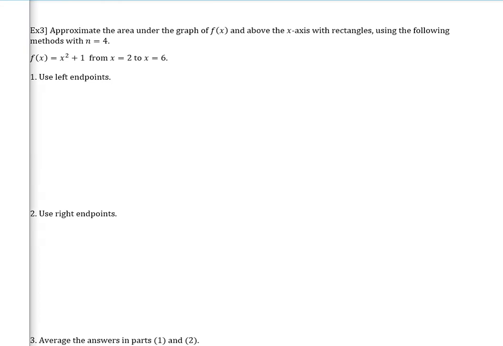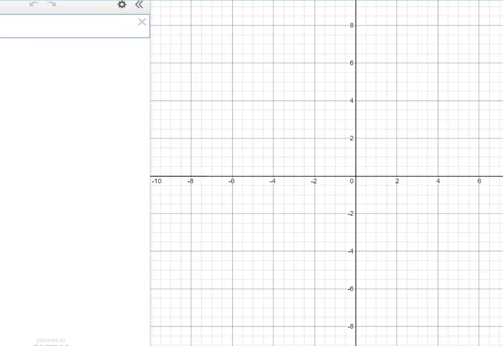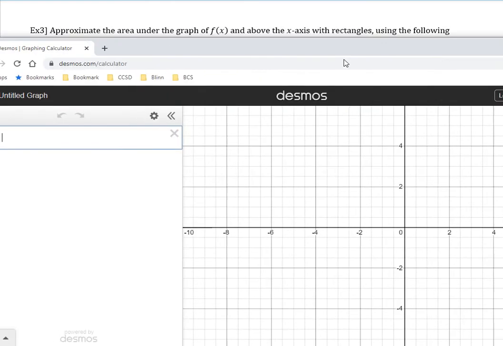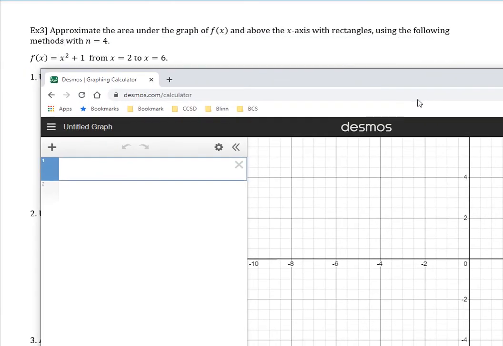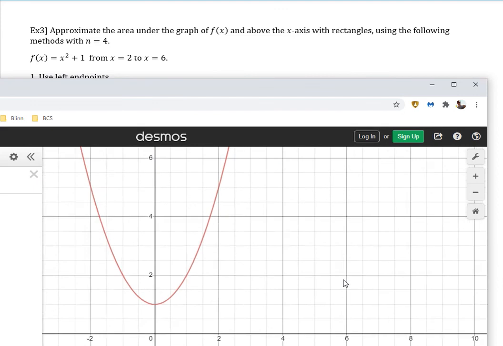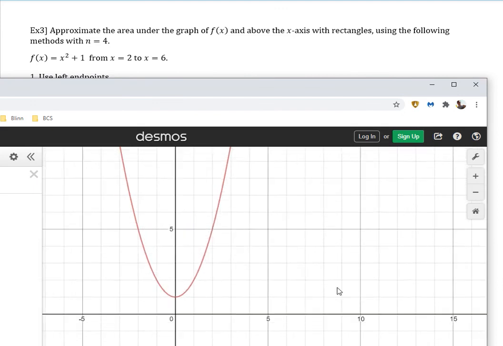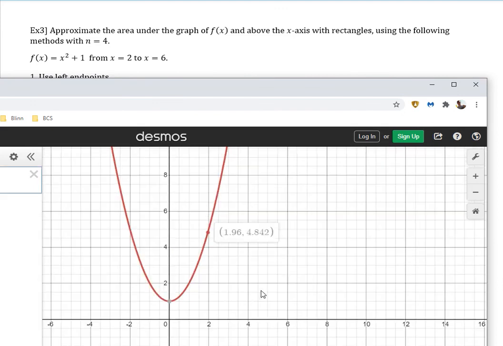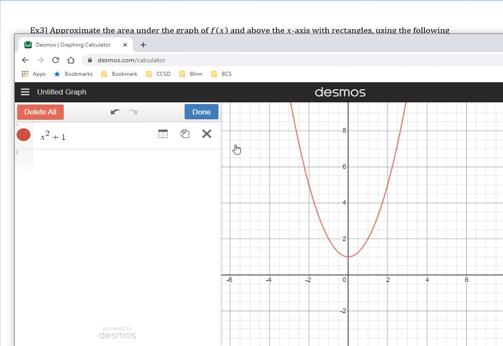All right, so what I'm going to do first, let's get our graph. I'm going to use Desmos, and I'm just going to get that graph in there. So we have x squared plus 1. Okay, so that is our graph, and they said from x equals 2 to x equals 6. So maybe let's zoom out a little bit, and what I want is the points here, so it might be best at this point to get a table.